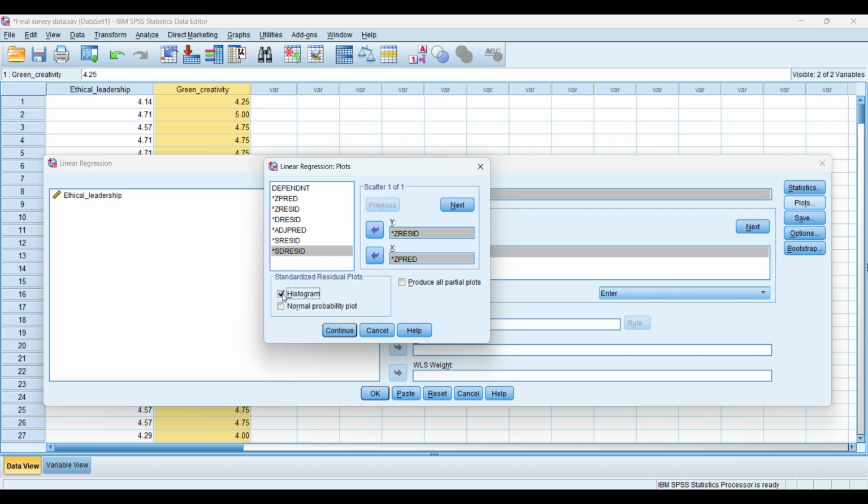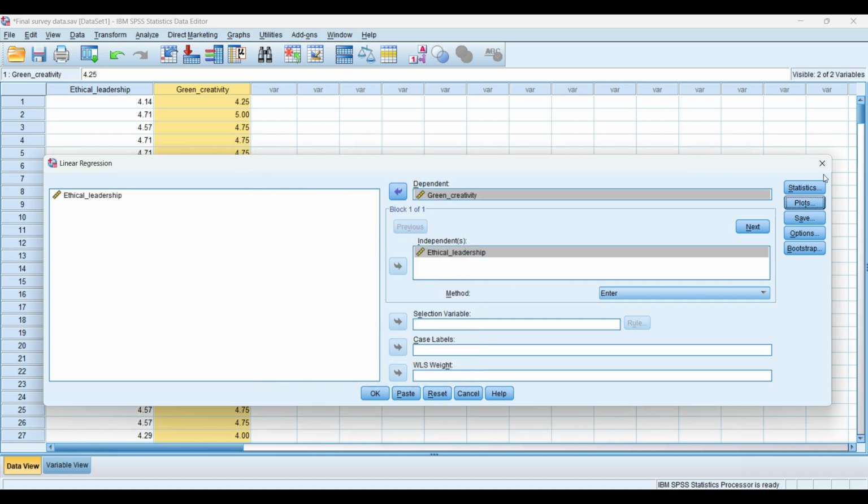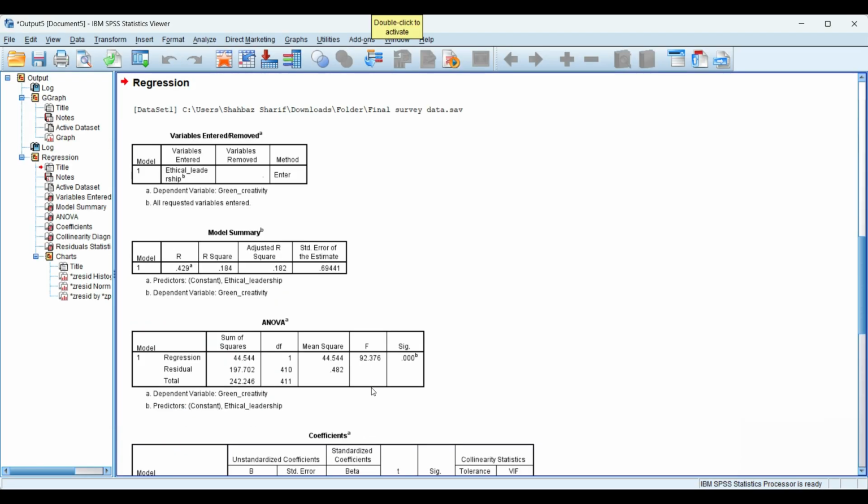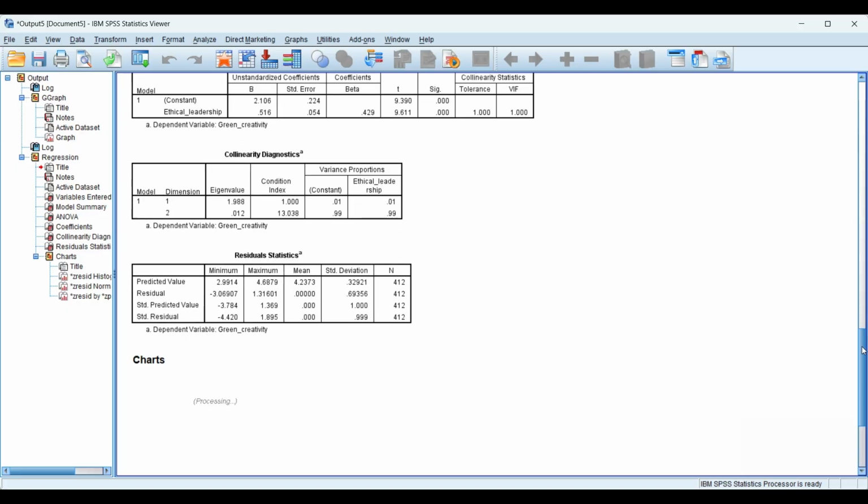Then we also need the histogram and normal probability plot. Then click Continue. We don't need any other options because we are only checking the heteroscedasticity assumption. Then click OK. So these are the results. First, we need to see the histogram.